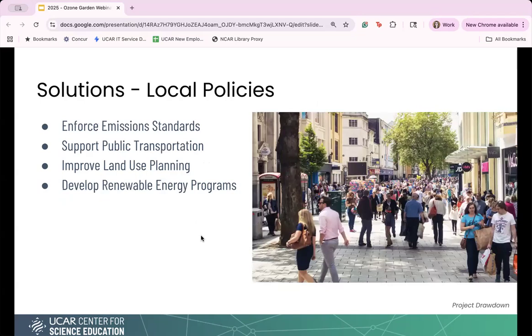And then local policies. What people can do is enforce emission standards, support public transportation, improve land use planning, and develop renewable energy programs, again from Project Drawdown.